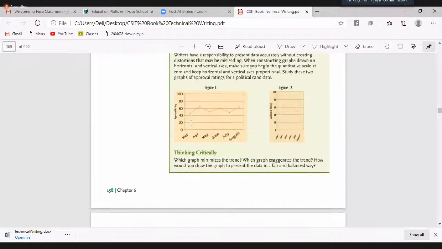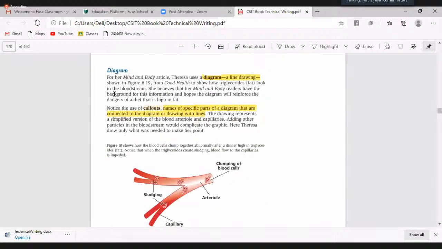Then you have the diagram. So a diagram is easy. It's a line drawing, isn't it? By using diagrams, also we can convey the message. A diagram gives names of specific parts that are connected to the drawing with lines. So in a diagram, we draw different parts, and the different parts are related to the whole, isn't it?